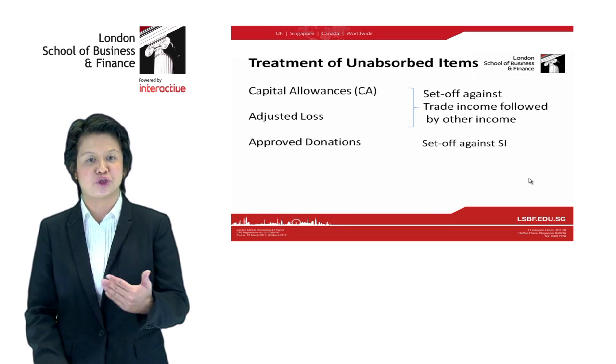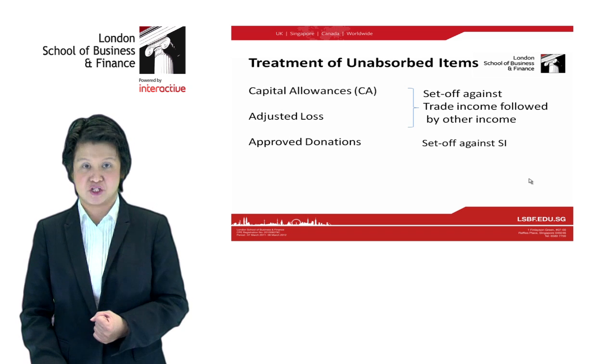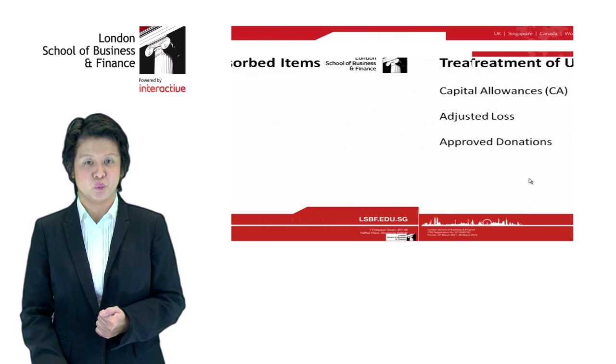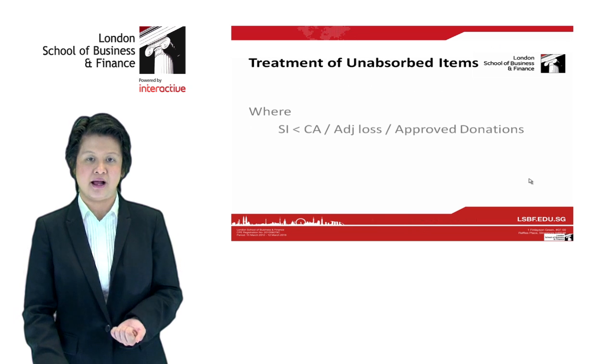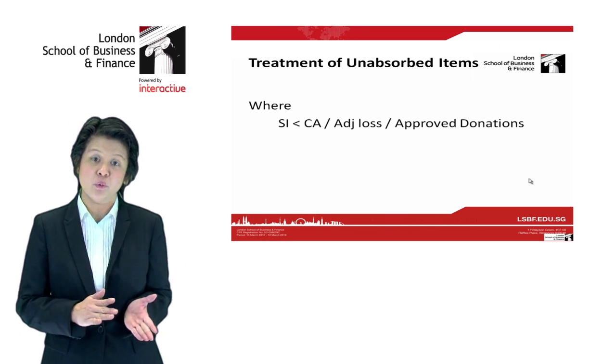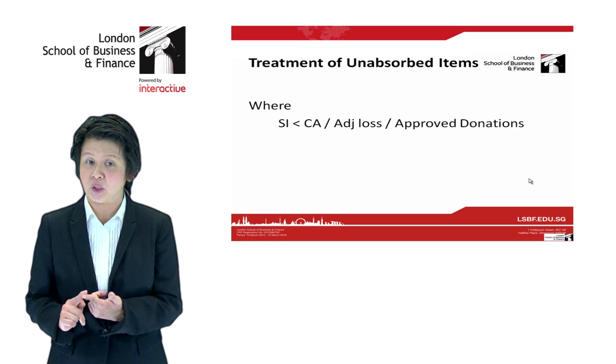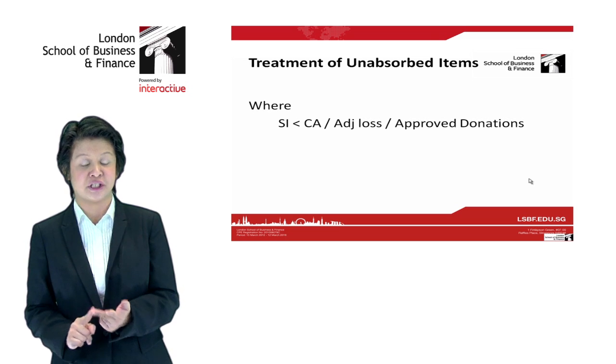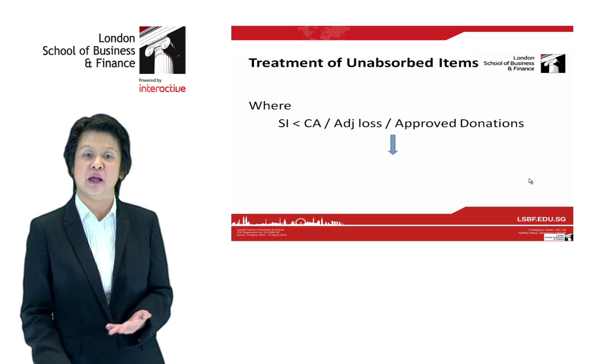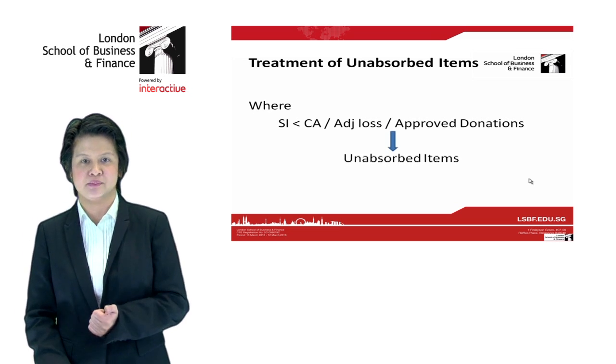Then, after understanding the tax treatment for the three items, next is to explore how would I know when would the three items be considered unabsorbed. In a situation where we say our SI is actually lower than the total of our capital allowances, our losses as well as our donation, that is where we say there will be unabsorbed items.